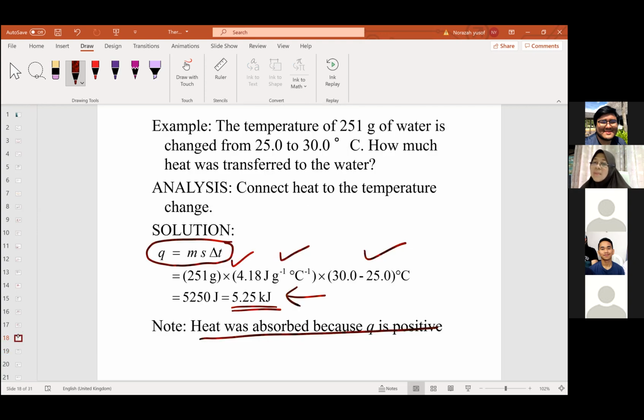Okay, so this is just an example. Of course, we're going to discuss more calculation questions on Thursday.